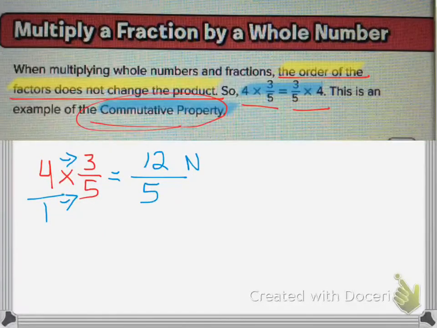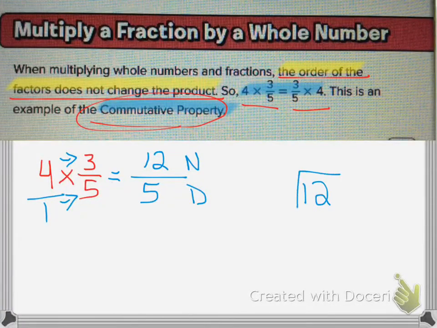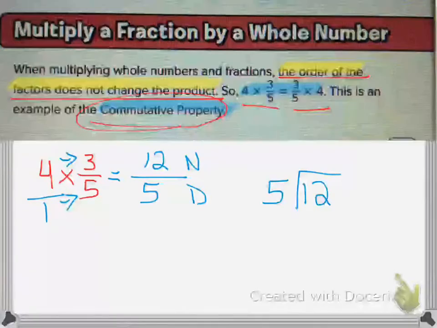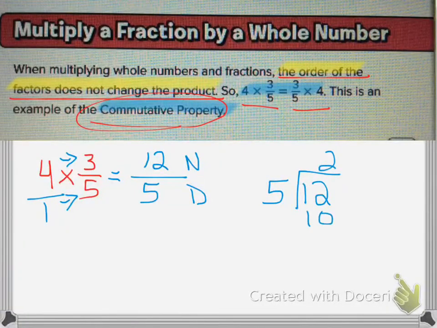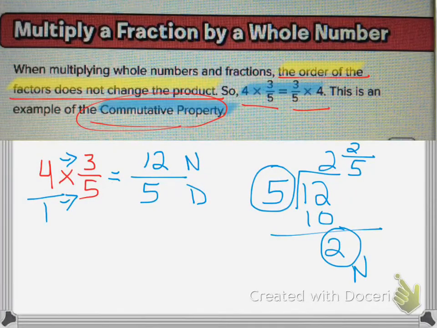Now my numerator is bigger than my denominator, so I have to divide them. I can never leave it as an improper fraction. So if I take 12 divided by 5, 5 can go into 12 twice, and I get 10 with 2 left over. This becomes my numerator, so I have 2 over 5 becomes my denominator. This is my numerator, this is my denominator.